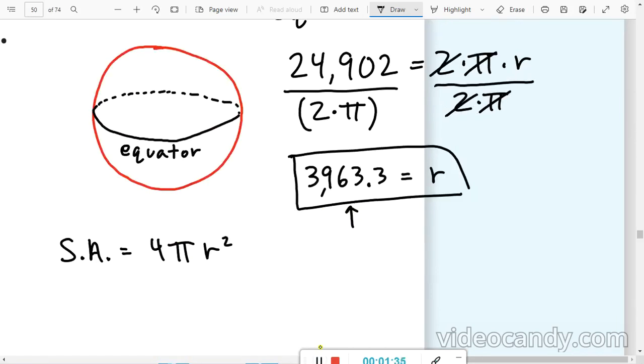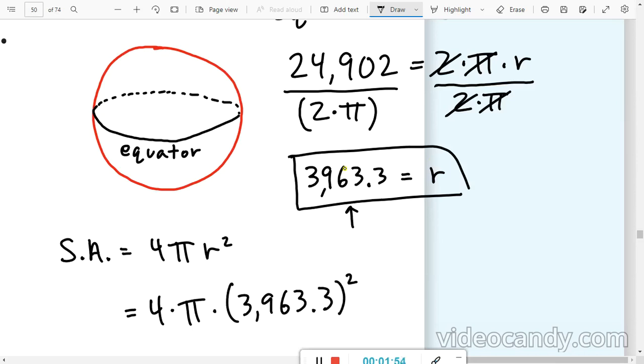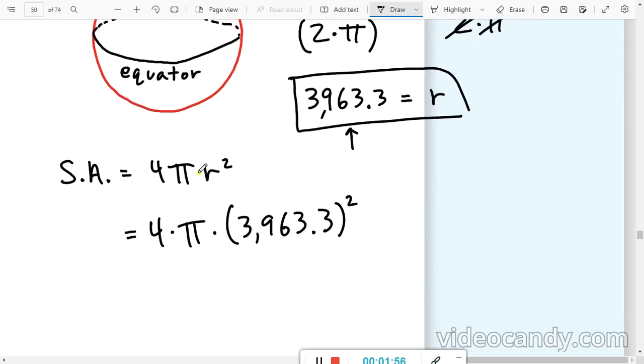All right, so for surface area, it's 4 times pi times r squared. So we have 4 times pi times 3,963.3 squared. Okay, again, I'm going to do this on the calculator. And of course we get a really big number here. I'll put in the commas, after every 3 digits.